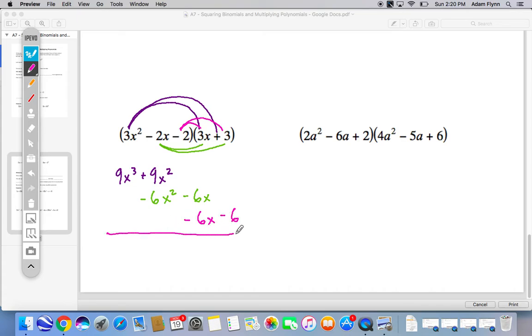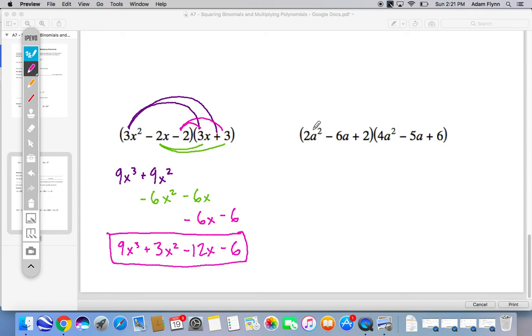So now I have all my information stacked according to degree, so now I can combine like terms. So I have 9x cubed. I have 9x squared minus 6x squared, which I know is a positive 3x squared. I have negative 6x minus 6x, which is negative 12x. And then I have minus 6. So that will be my final answer. Okay, so let's move on to our last example.